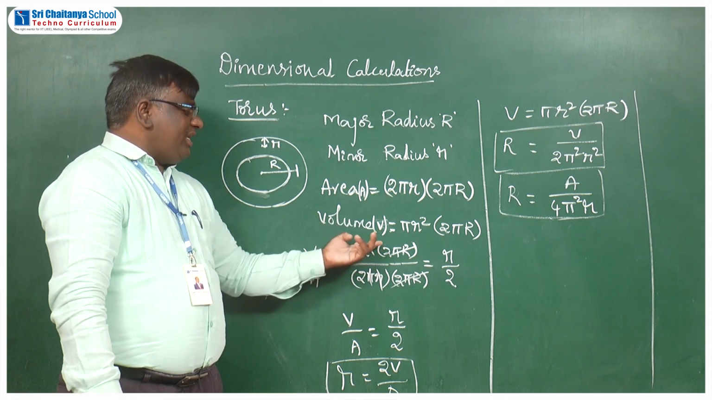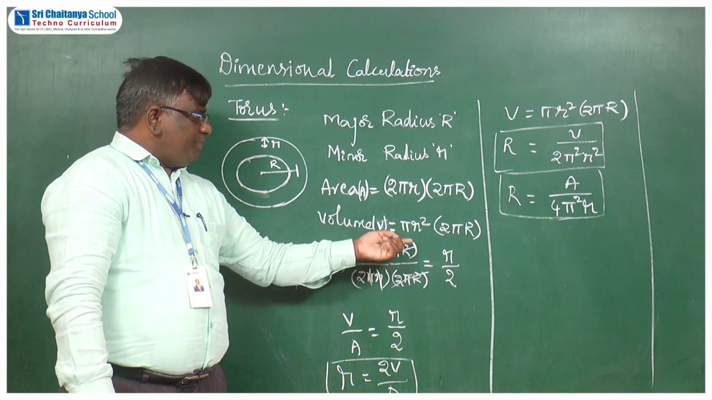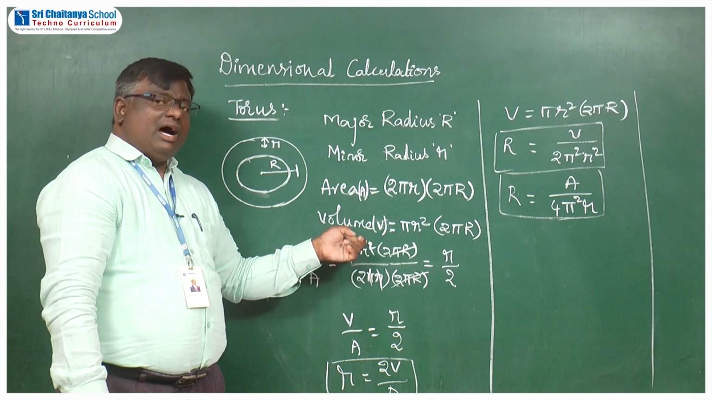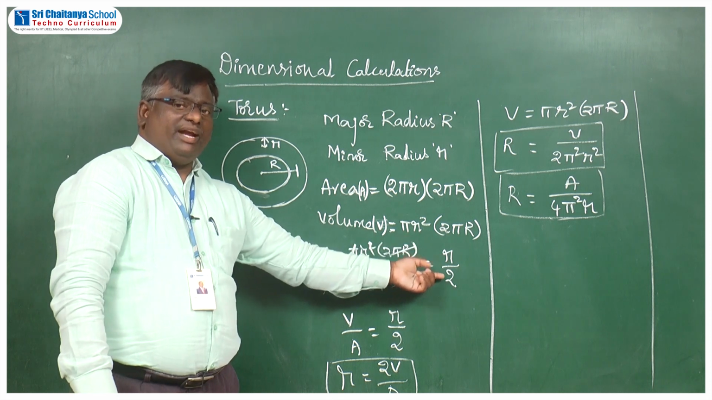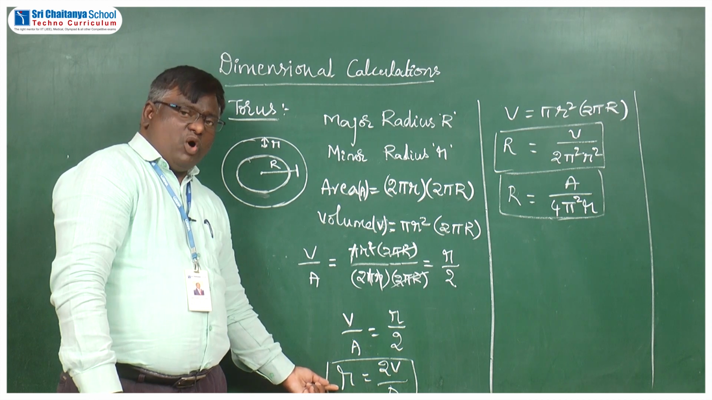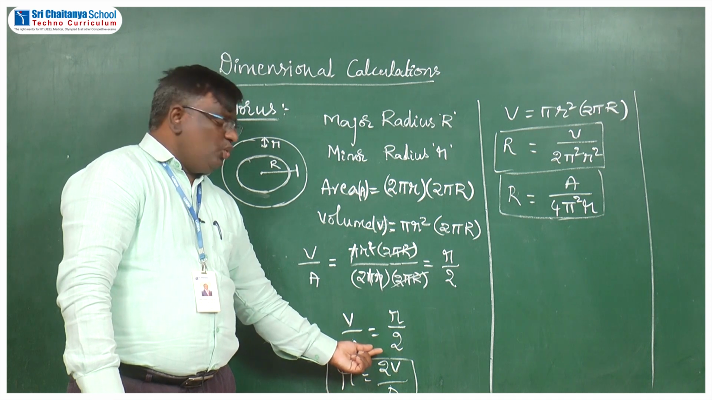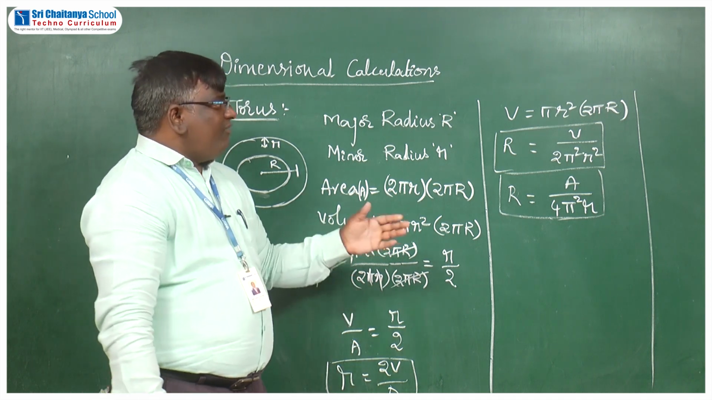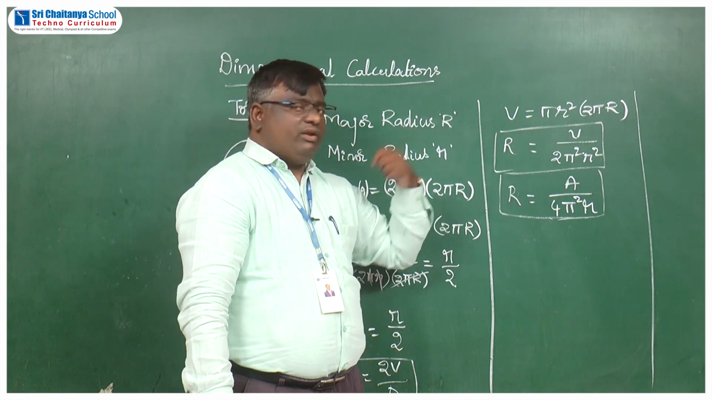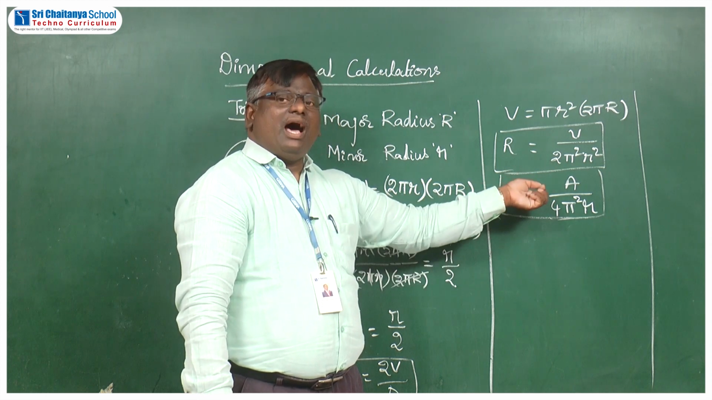Volume is pi r square into 2 pi R divided by area, which is 2 pi r into 2 pi capital R. So 2 pi capital R will get cancelled, pi gets cancelled, and r cancels in r square one time, then the remainder is r by 2. So V by A is equal to r by 2. From this, r, the smaller radius or the internal radius or the minor radius, is equal to 2V by A. That is one formula. Similarly from volume, if you calculate capital R, V by 2 pi square r square will come. Or from the area, if you calculate capital R, A by 4 pi square r will come.